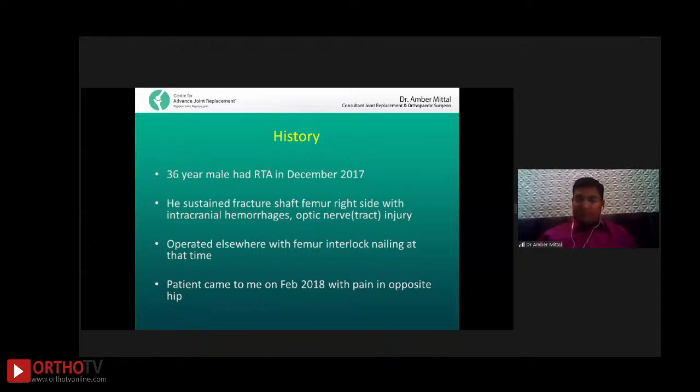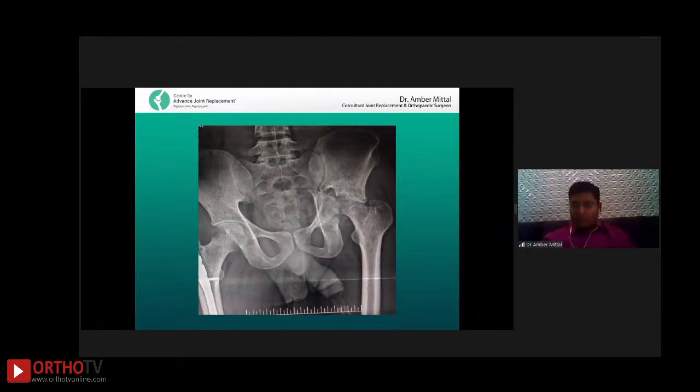The patient came to me in February 2018, around 2 to 3 months afterwards, with pain in the opposite hip. Just to cut short, this was the X-ray at that time. There was an interlock nail on the right side, and on the left side there is a fracture acetabulum. So it was a case of a neglected fracture acetabulum. Because the patient had multiple intracranial hemorrhages, was irritable, and was bedridden for 2.5 months, he came only after 2.5 to 3 months. The attenders realized that the position of the limb was not good, and the patient started feeling pain, and then they came to me. So this was the X-ray.